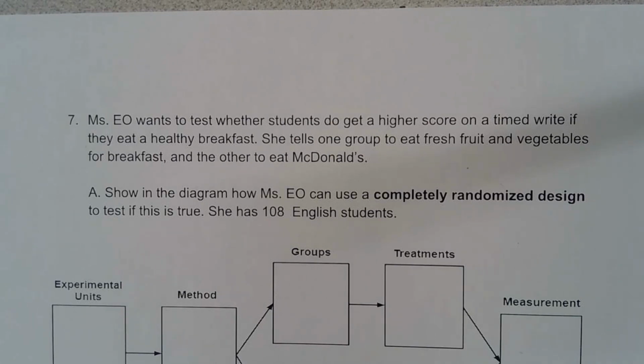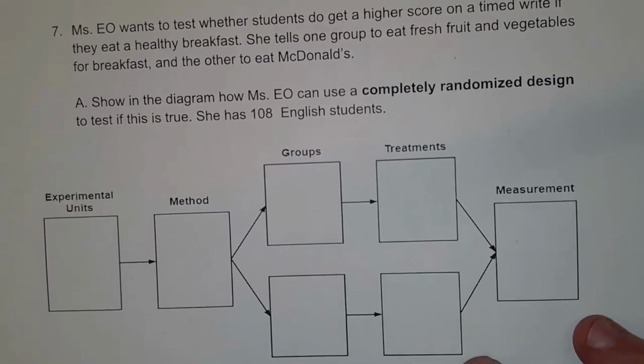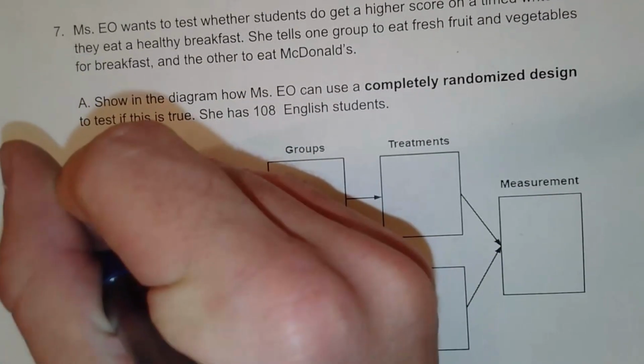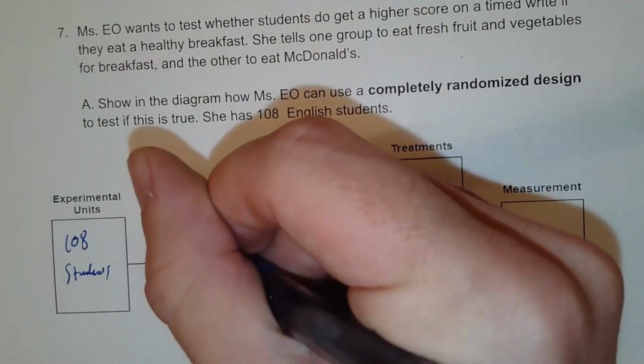Miss EO wants to test whether students do get a higher score on time right if they eat a healthy breakfast. She tells one group to eat fresh fruit and veg, the other to eat McDonald's. Okay. Show in the diagram how Miss EO can use a completely randomized design to test this. Sure. All right, she has 108 students. This would be randomization.